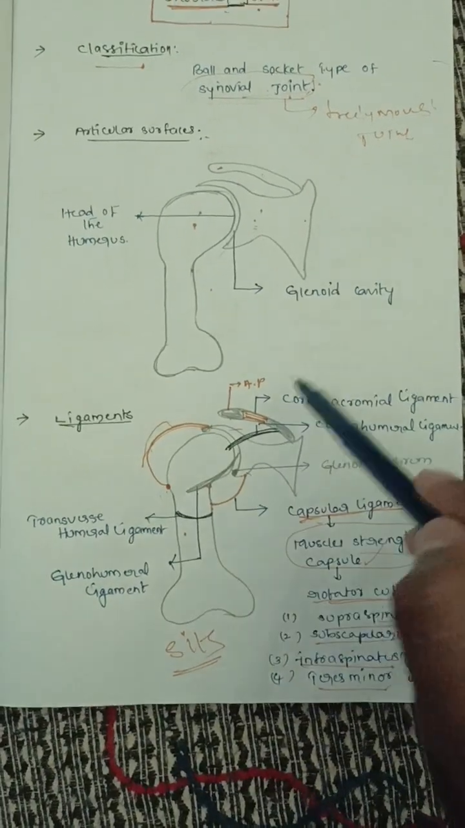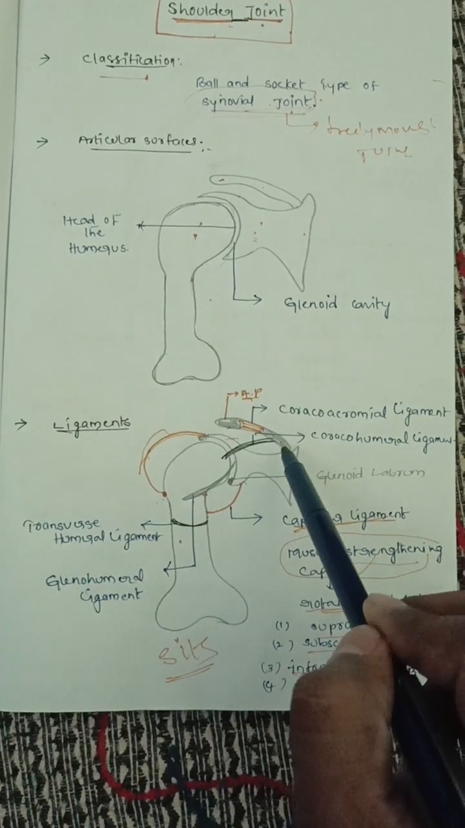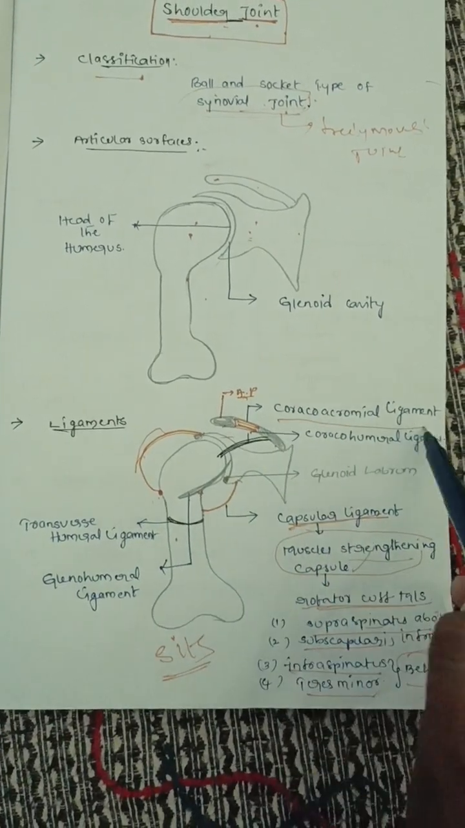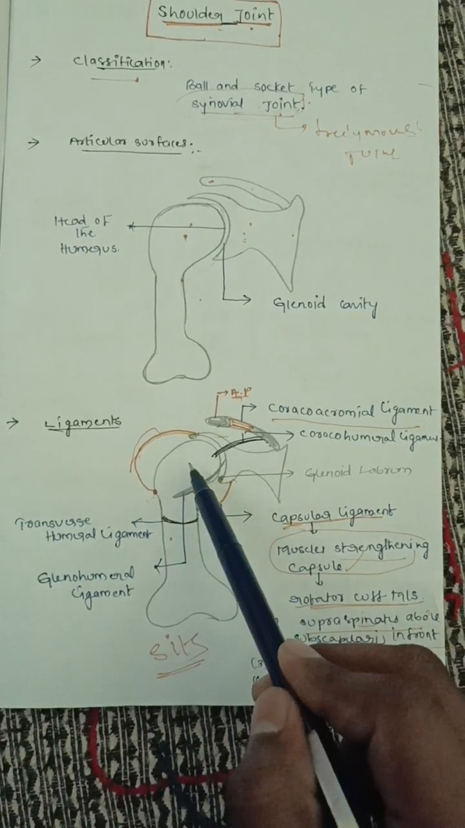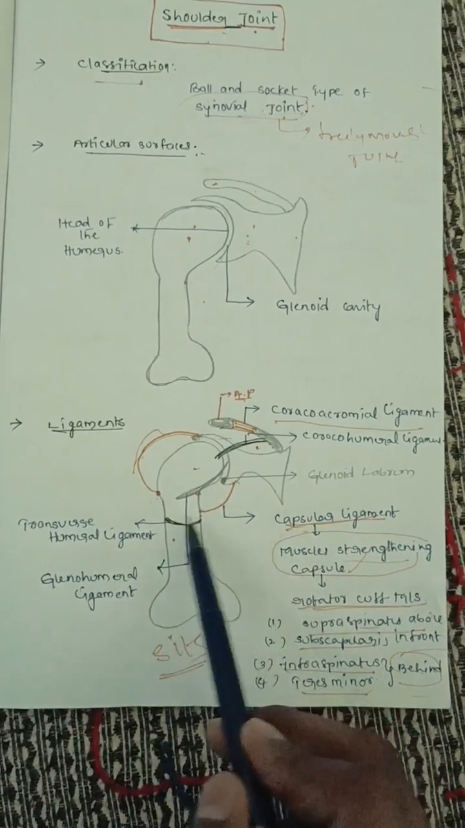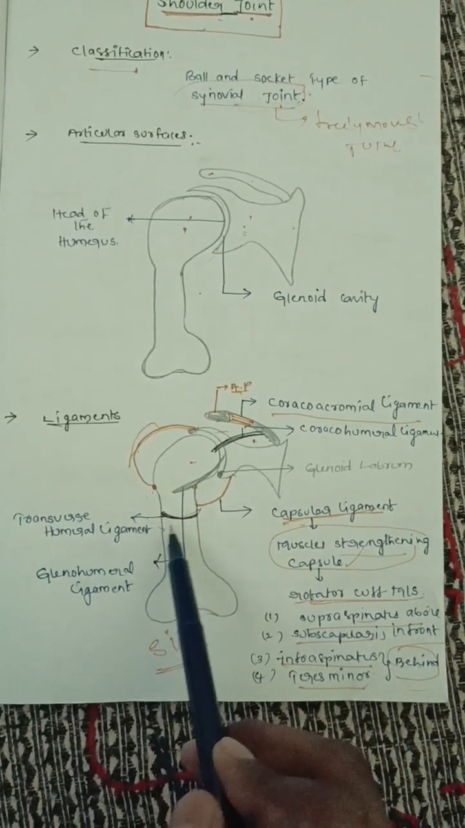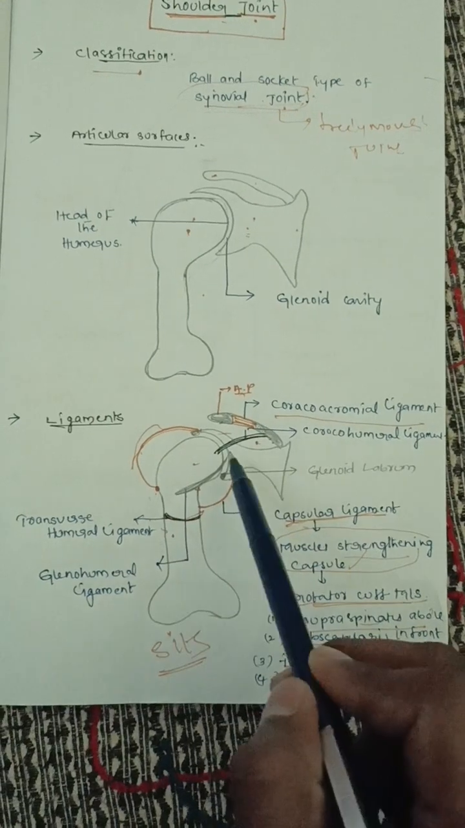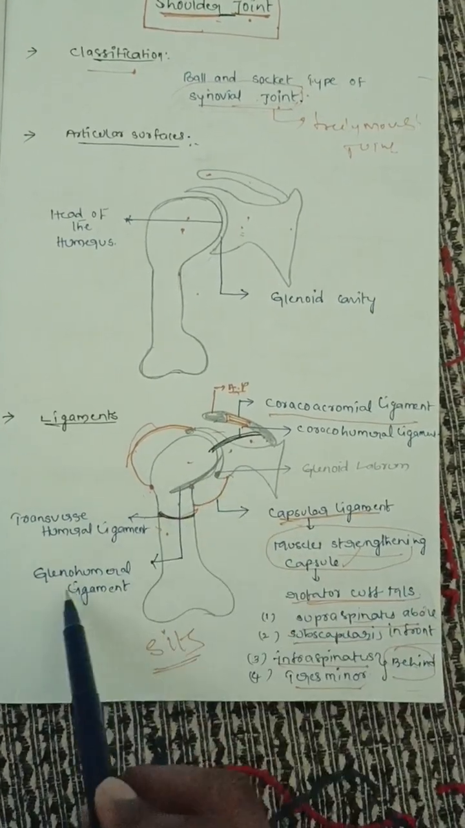After the capsular ligament, another ligament is attached to the acromion process and coracoid process, called the coracoacromial ligament. Another one, from the coracoid process to the humerus, is the coracohumeral ligament. Another one is the transverse humeral ligament. Another one, from the glenoid cavity to the humerus, is the glenohumeral ligament.